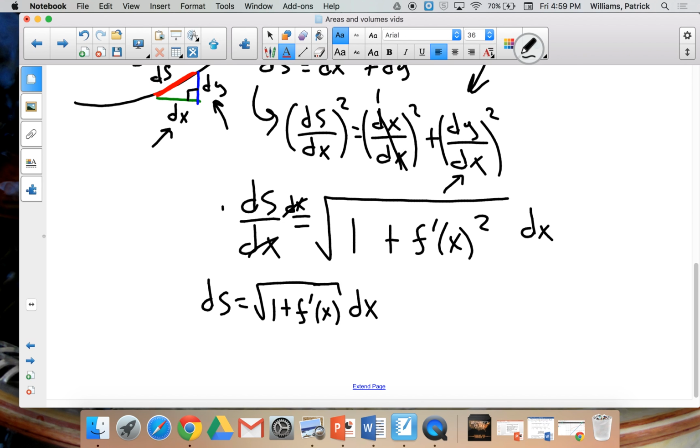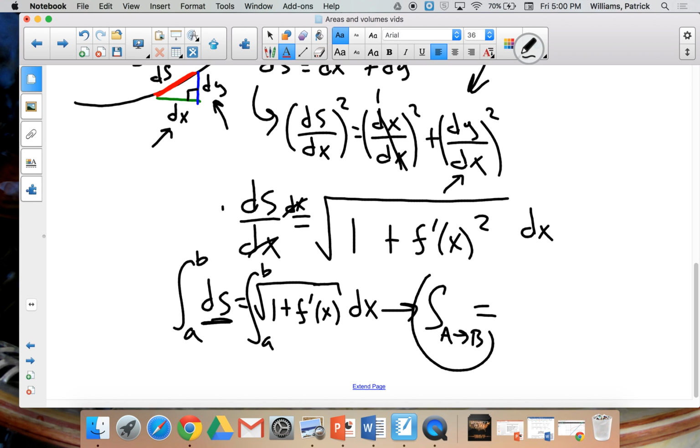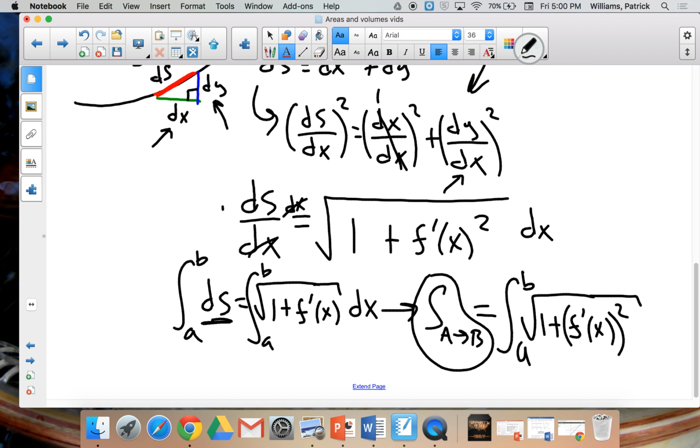So we can integrate both sides, and lo and behold, if we integrate from some point A to some point B, our arc length from A to B is going to be the total sum of these individual ds's between A and B. That gives us our total arc length, which is equal to the integral from A to B of the square root of 1 plus f prime of x squared dx.